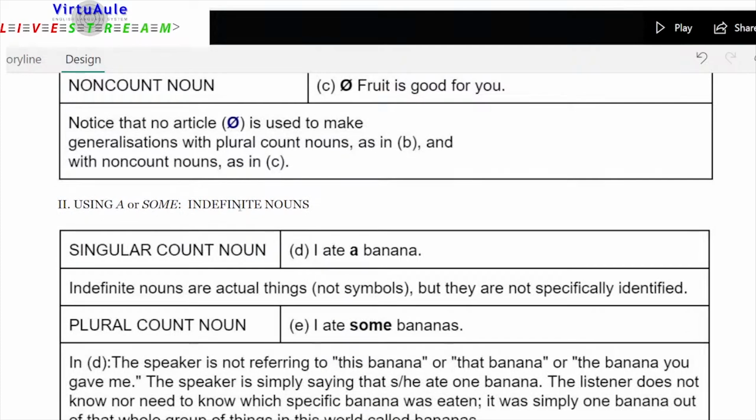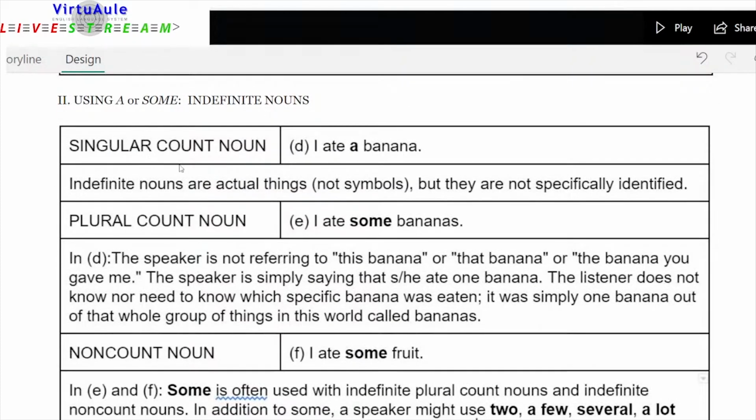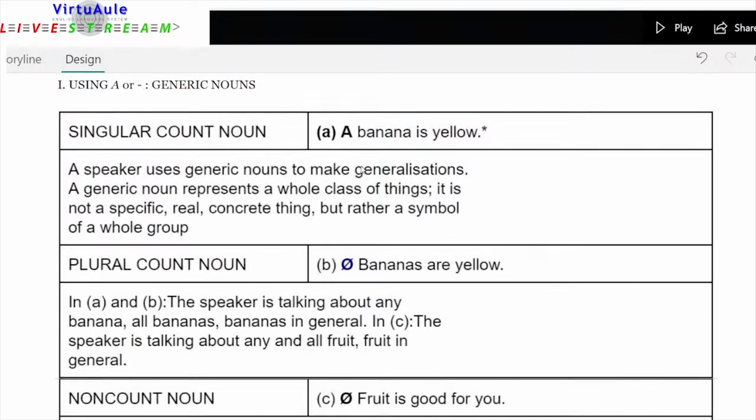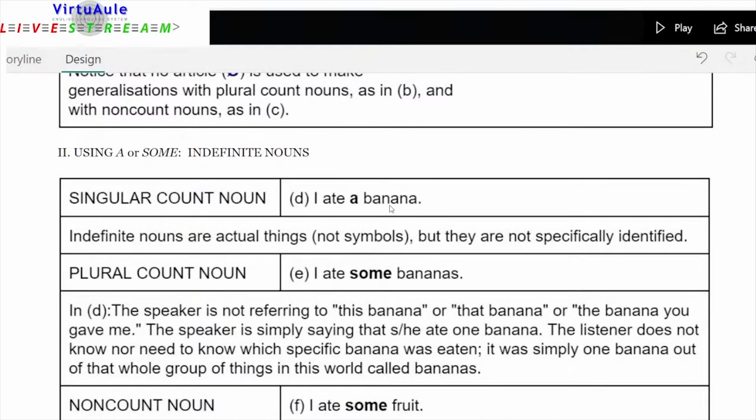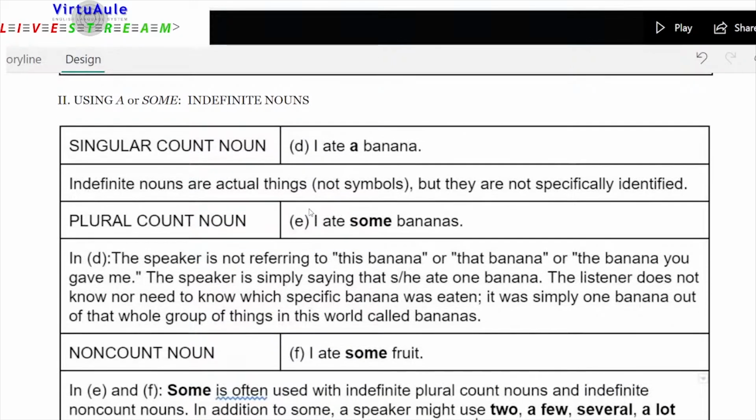Using a or some, indefinite nouns. Singular count nouns: I ate a banana. Indefinite nouns are actual things, not symbols, but they are not specifically identified. So, I ate a banana means that I ate a real banana, a little bit different than this. A banana is yellow. But the idea is the same. They are not specifically identified.